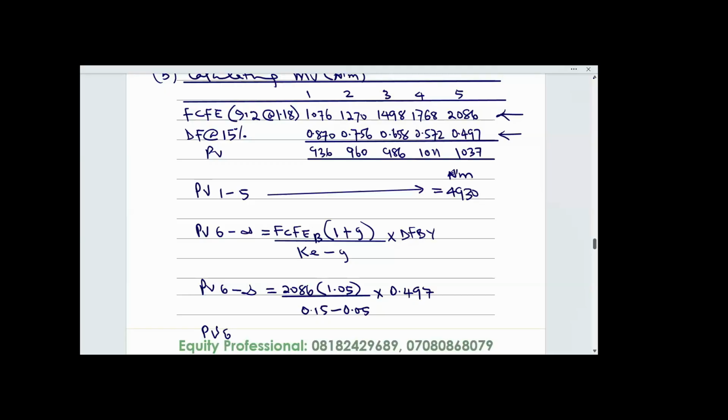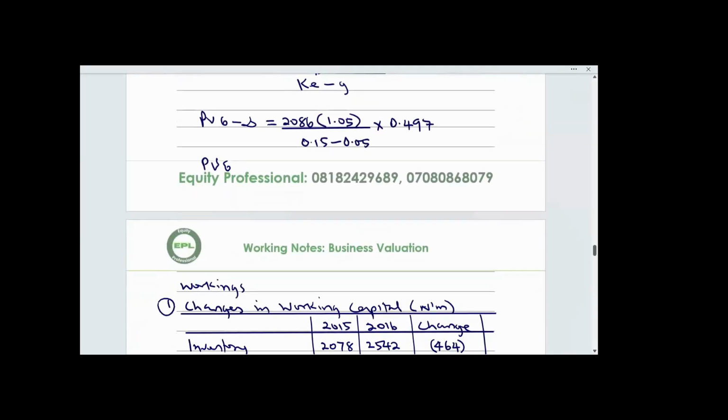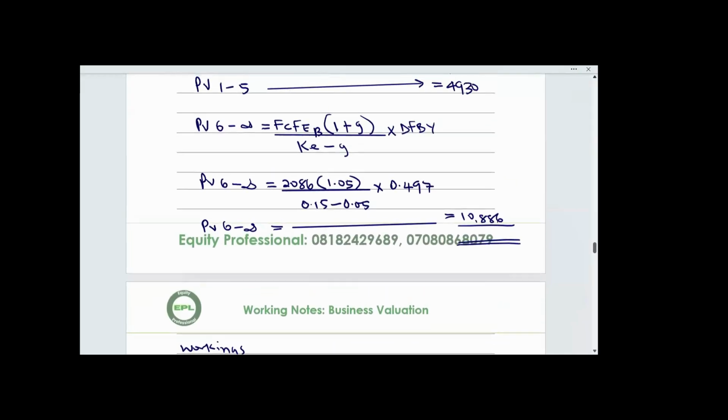PV of year 6. Let me rewrite that. You can see financial management is very interesting if you know what you are doing. PV of year 6 to infinity will then be equal to, what do you have there? 10,886. Add it up to the first one, plus 4,930. 15,816. So this represents the total market value, that is present value of Lamborghini Limited.